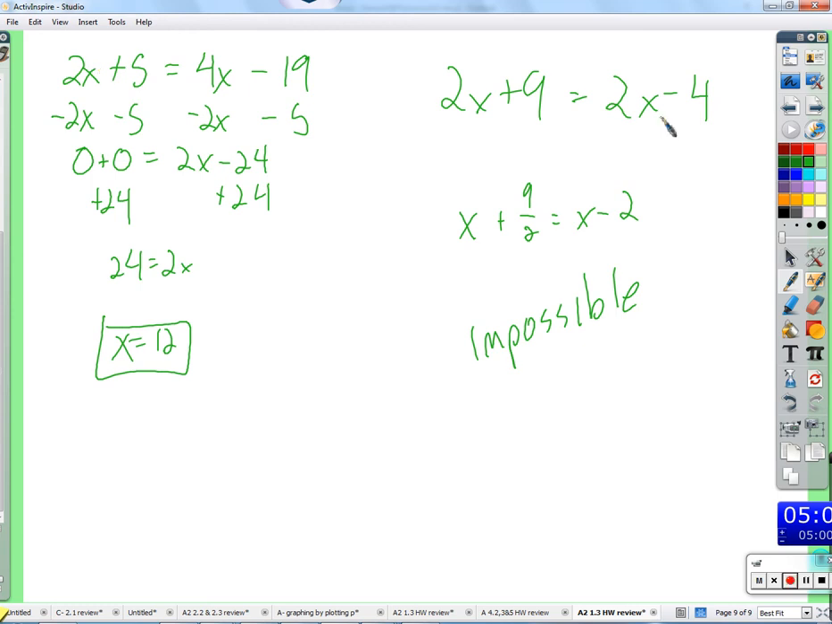But there's no way to make this equation true, right? We'll get 9 equals negative 4, or 0 equals 13, or some other kind of nonsense. 9 halves equals negative 2. Nothing can make this equation true. Nothing can reconcile this equation. So it's impossible. So how many solutions have we found? None. There are no solutions. No solution exists. No value of x will work in this equation. It's impossible.